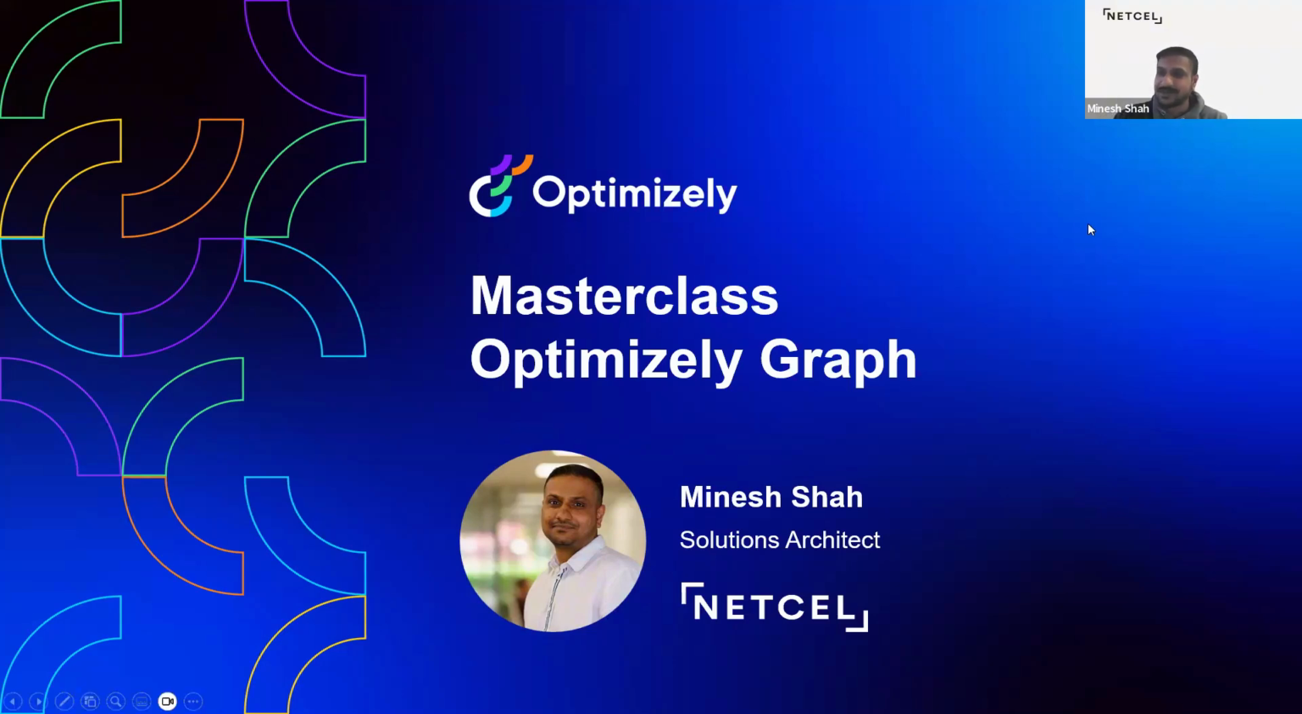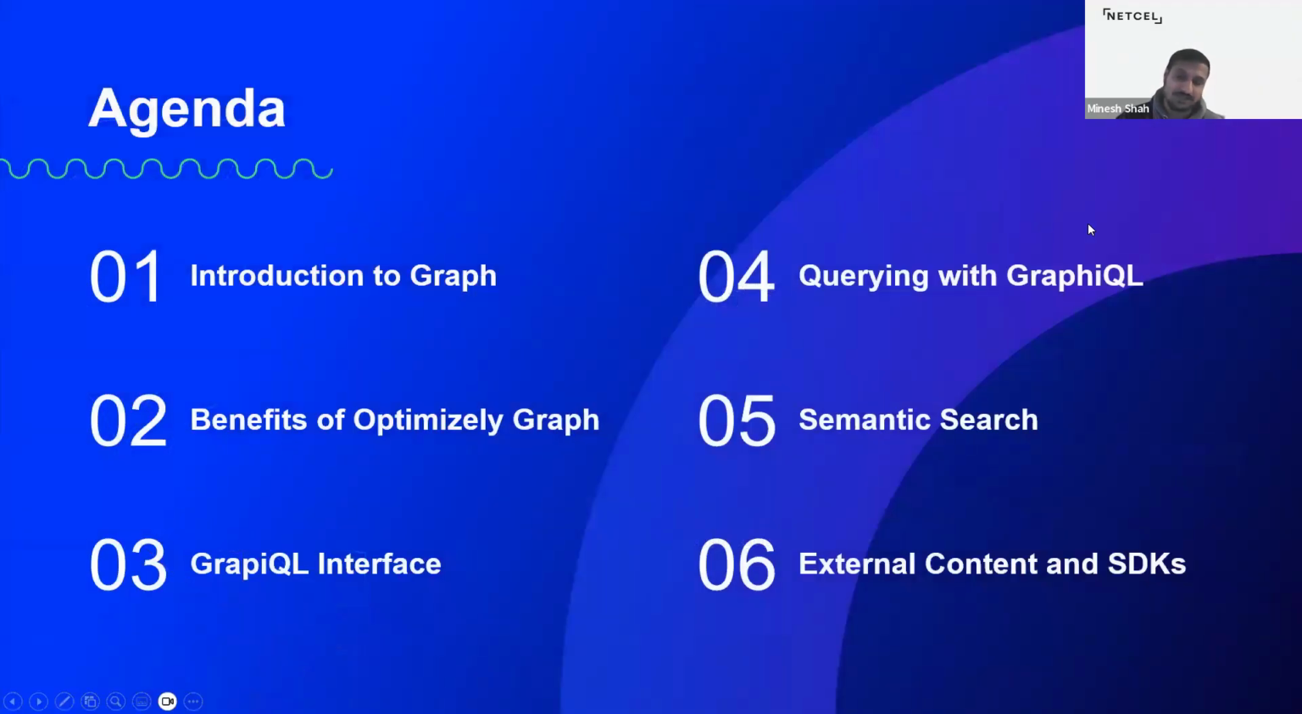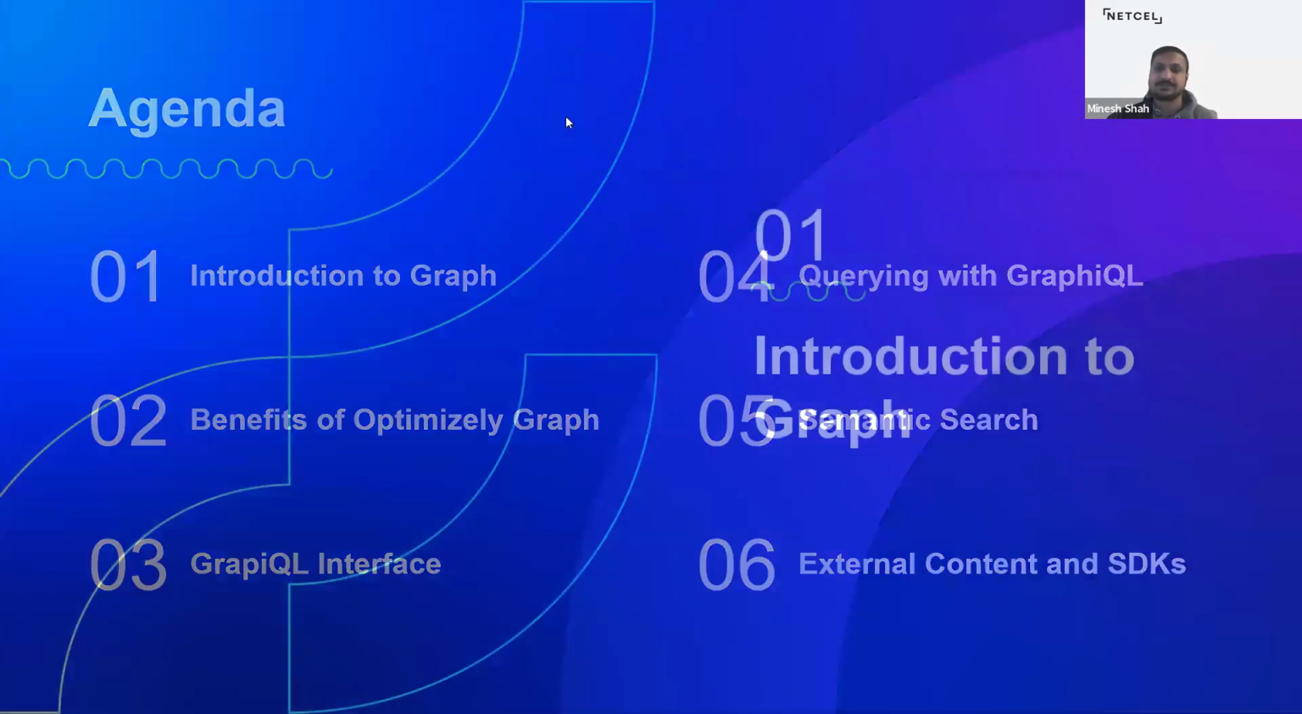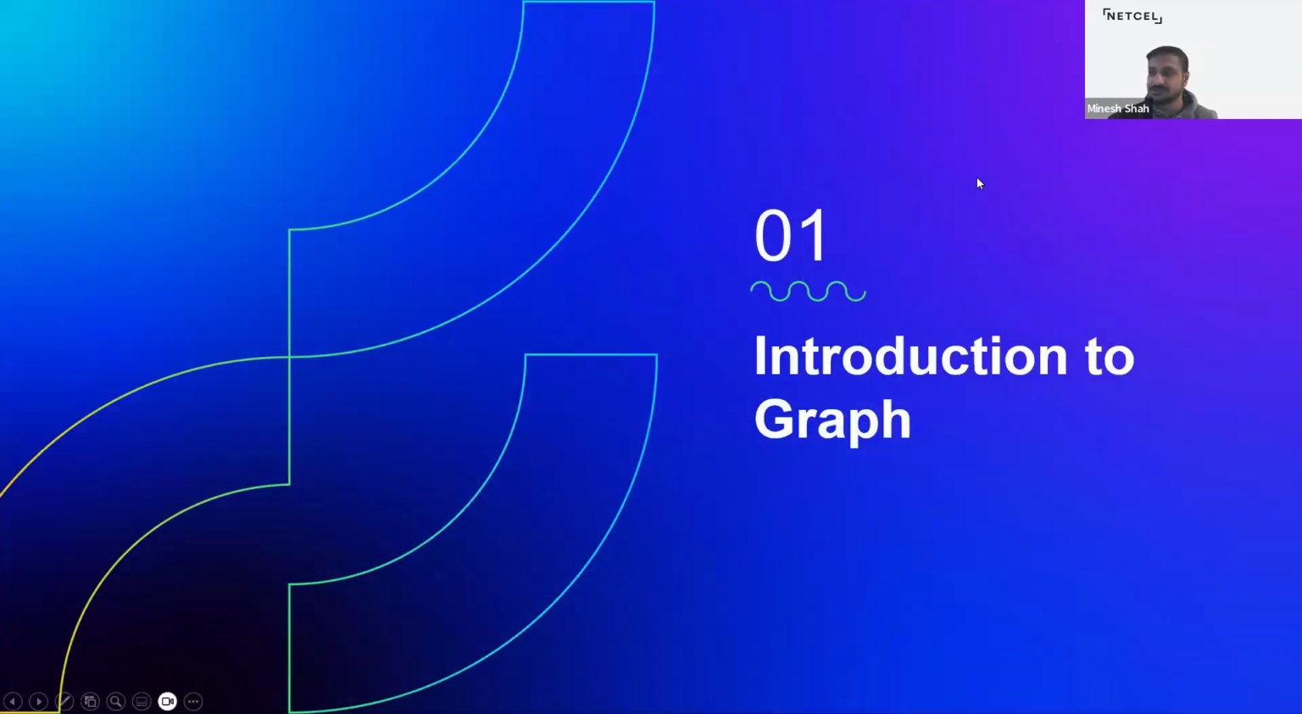So what we're going to be talking about today is an introduction to Graph, the benefits of using Optimizely Graph, looking at the graphical interface, querying with that interface, quickly looking at semantic search, and then looking at external content, how you can bring that content into your graph, and also any other SDKs which enrich your graph service. So going straight into it, an introduction to Graph.